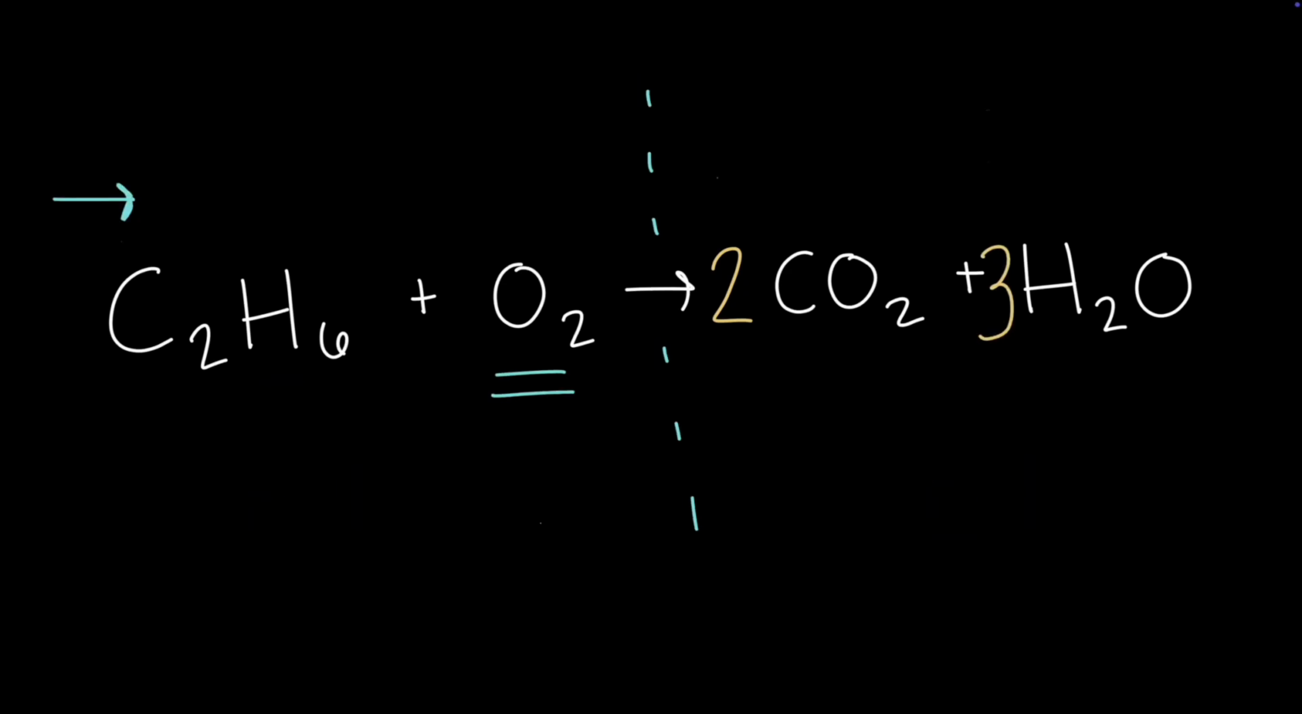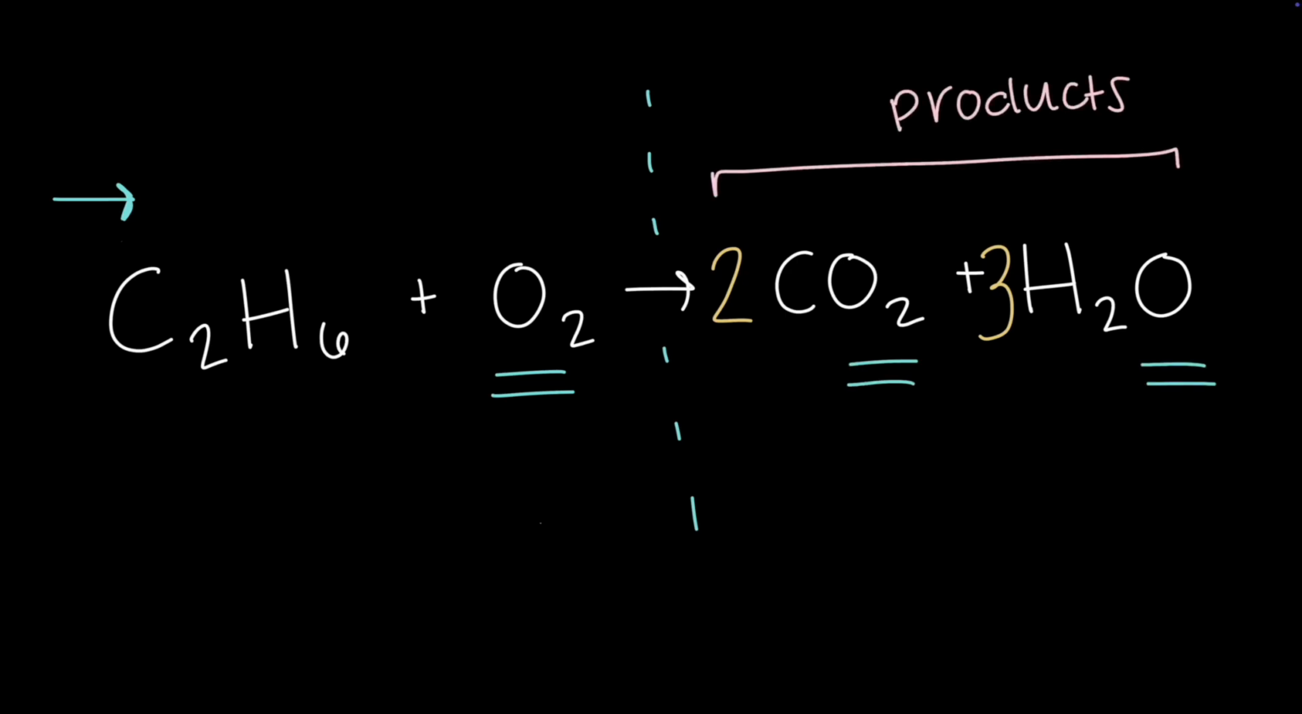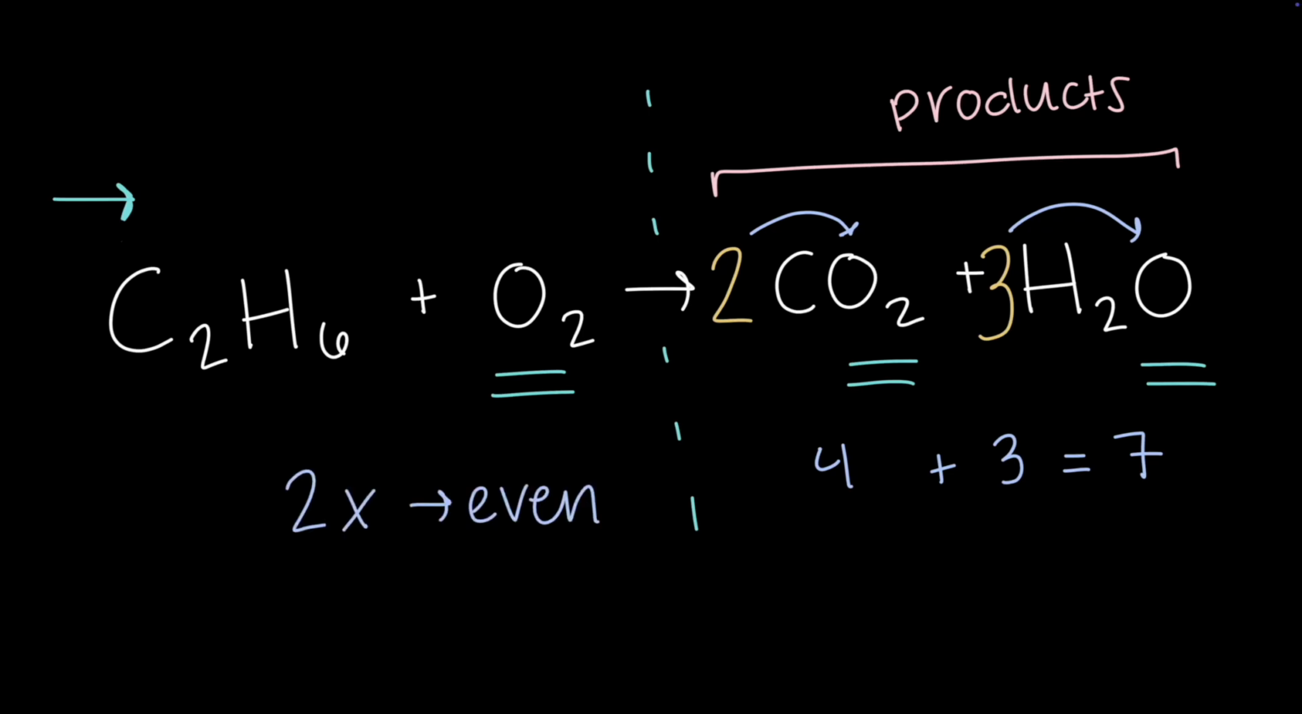Oxygen is the last element, and when we underline oxygen, it is in multiple places on the product side. Since those 2 compounds already have coefficients, we can add up those oxygens on the product side because we would rather not have to change those coefficients since carbon and hydrogen are already balanced. 4 plus 3 equals 7 oxygens total on the product side. This is an odd number, and O₂ on the reactant side will not be able to equal an odd number.